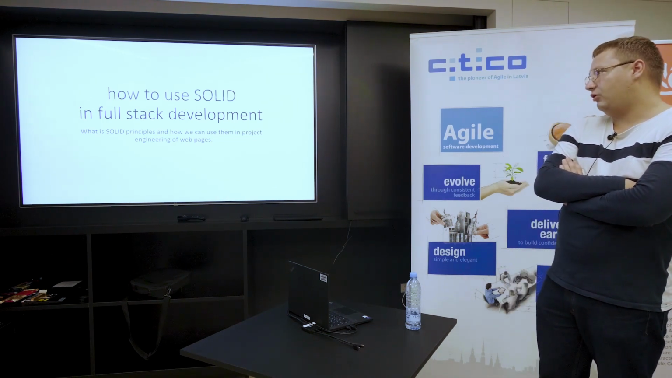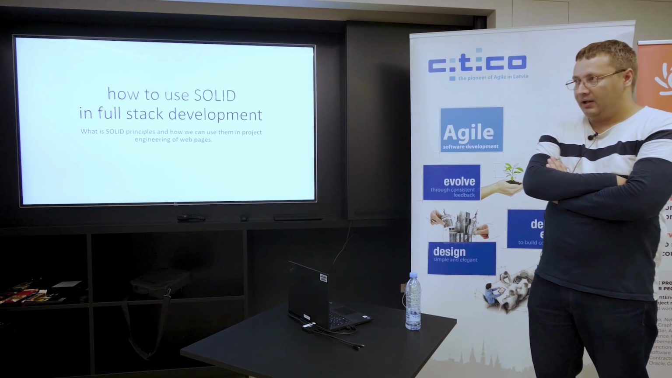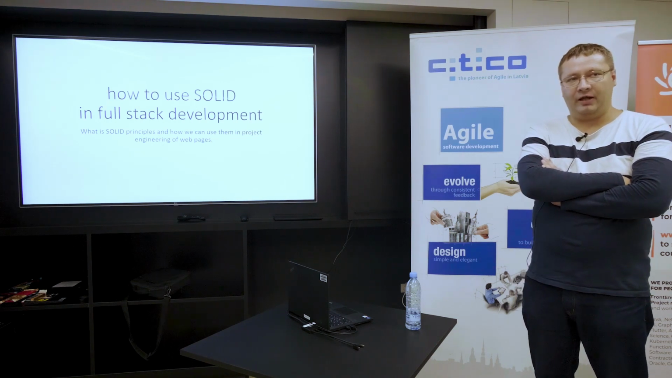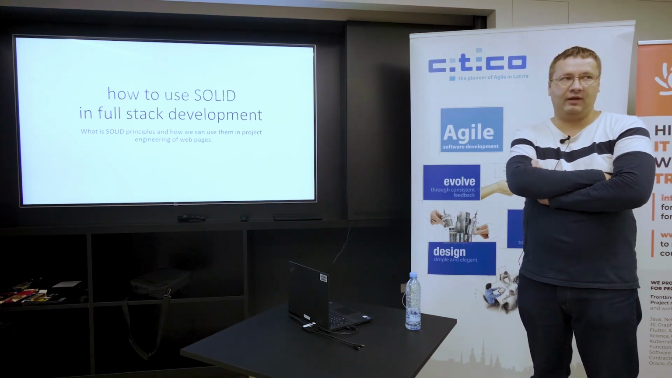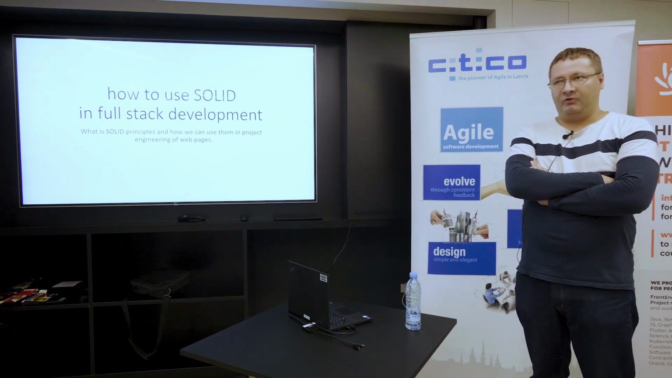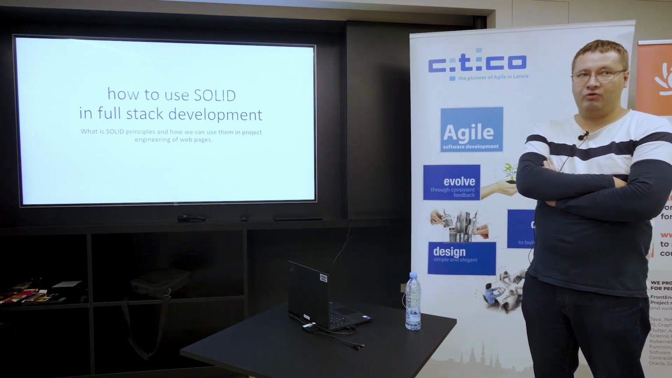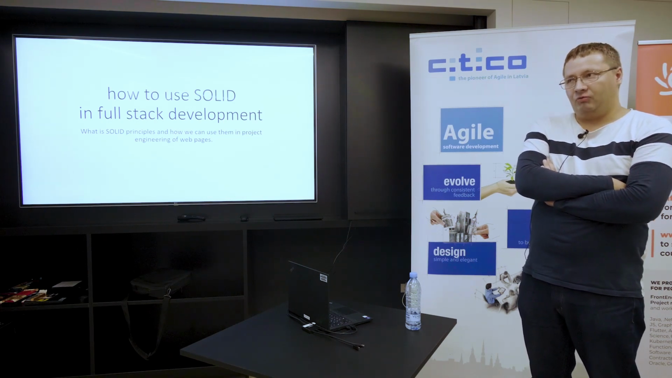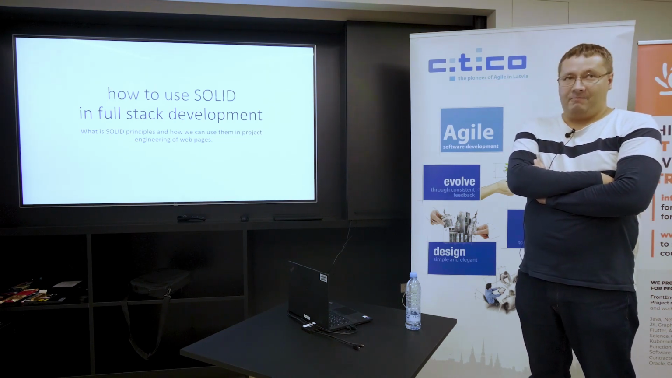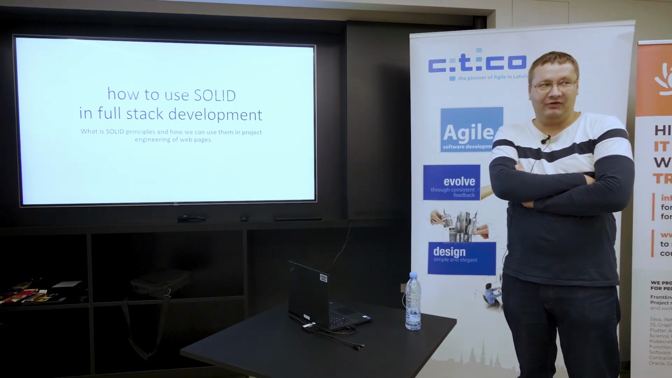So how to use Solid in full stack development, what are Solid principles, and how we can use them in project engineering of web pages. This is a question that I ask every time I read any Solid example. I see some simple examples, but I can't really understand how those examples tell me how I can implement it in my project. I see what it is, I see how to use it, but when it comes to web pages, I start to ask: there is some circle, let's say circle, triangle, and round, and I don't understand how I can adjust it to a web page.